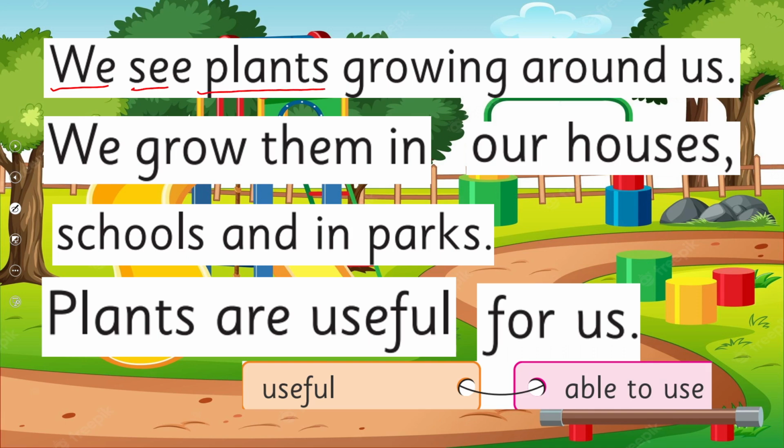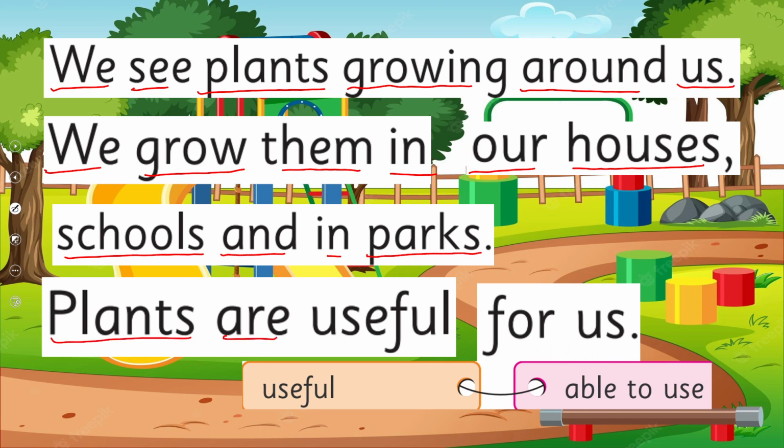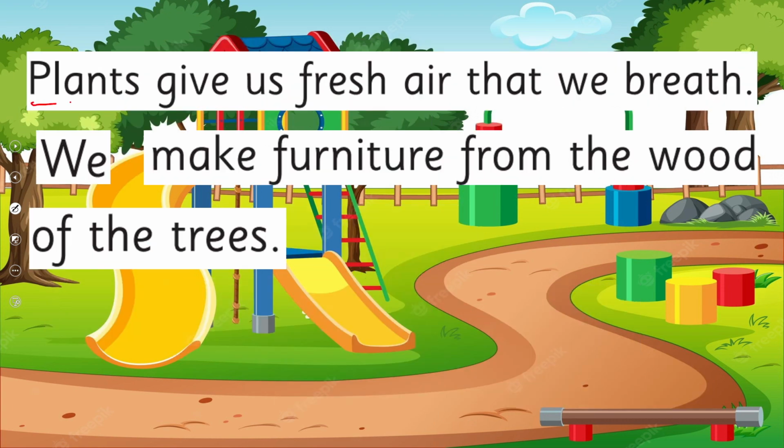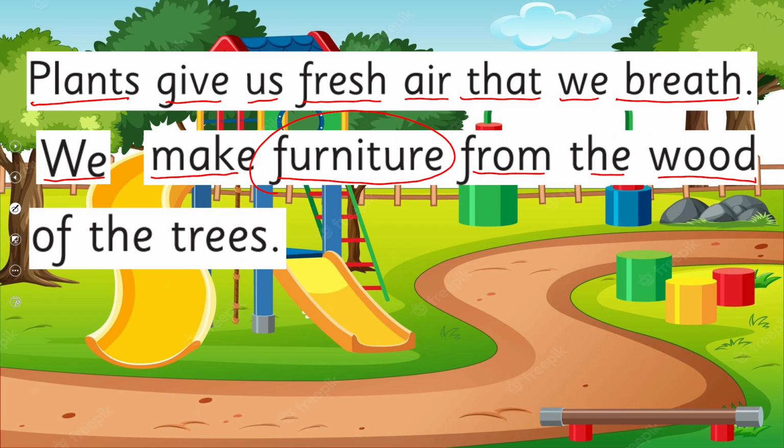We see plants growing around us. We grow them in our houses, schools, and in parks. Plants are useful for us. And useful means able to use, and they have benefits for us. So plants have many benefits for us. Plants give us fresh air that we breathe. We make furniture from the wood of the trees.